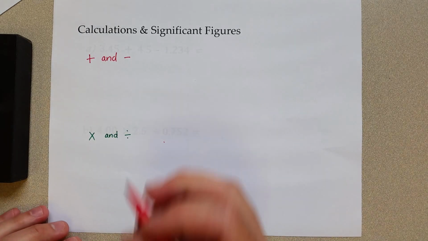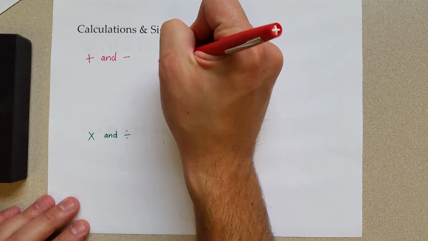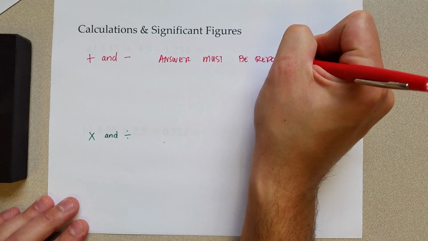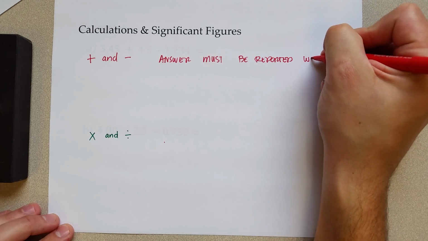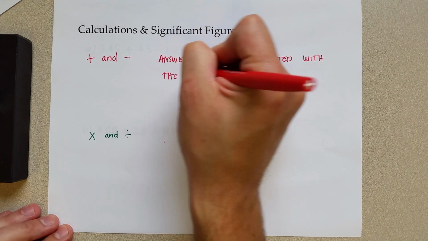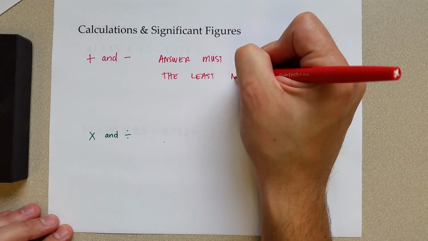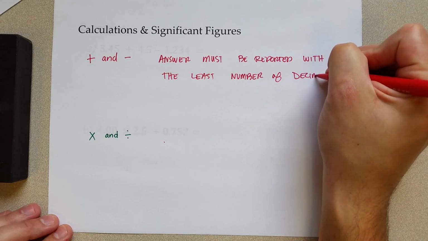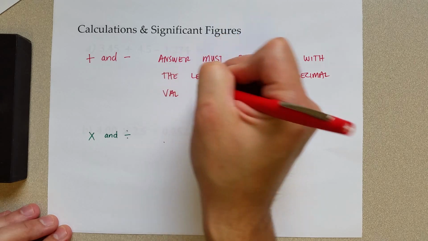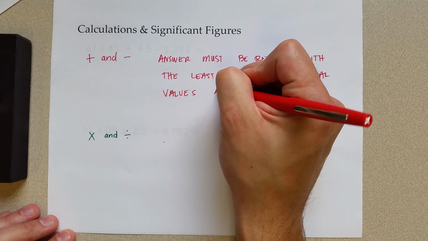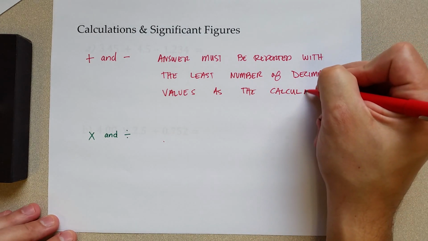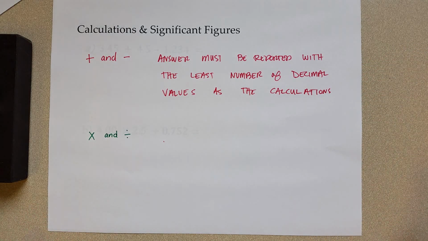The rule for addition and subtraction is that the answer must be reported with the least number of decimal values as the calculations. Essentially, we have to be conservative in what we are saying with our answer. It also will make a little bit more sense with our multiplication and division rules.